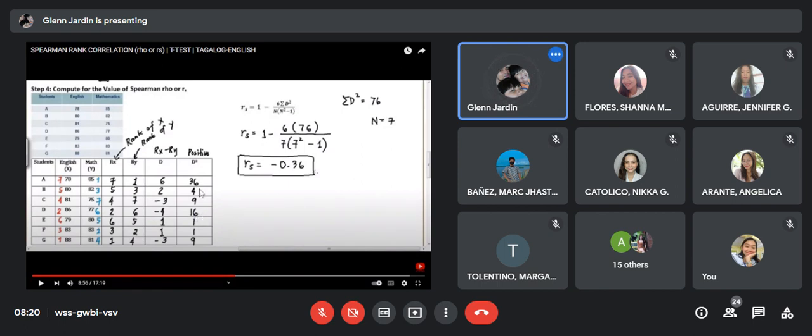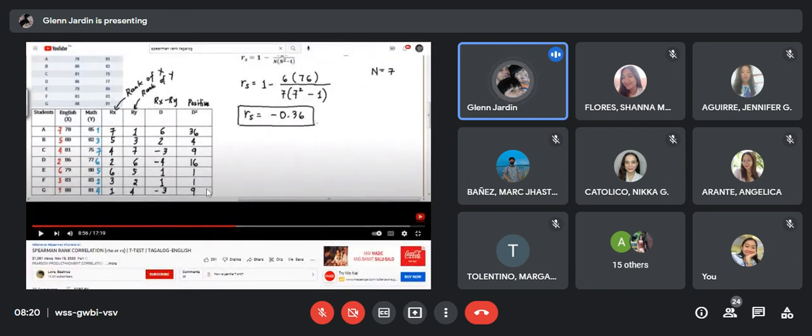Ulit nga natin. 36 plus 4, that is 40, plus 9, 49, plus 16, 65, 66, 67, and then plus 9, that is 76 dito, class. Kaya 76 siya ito. Nakikita nyo to?